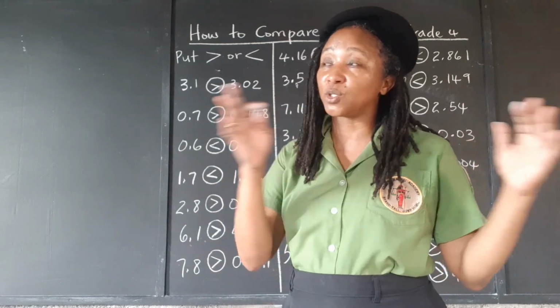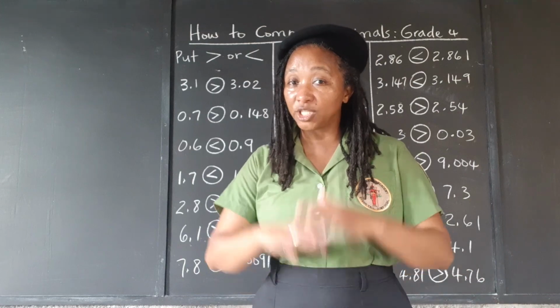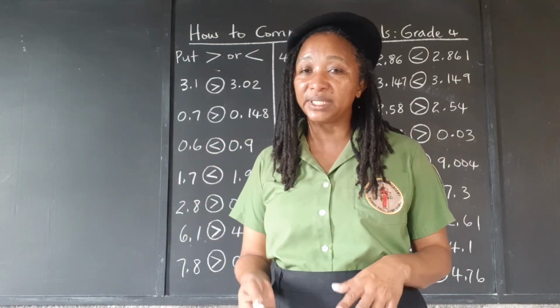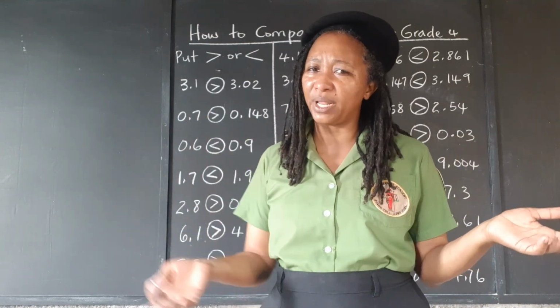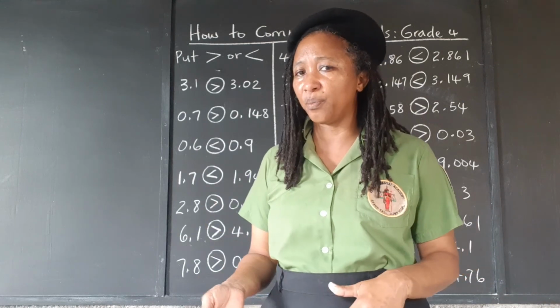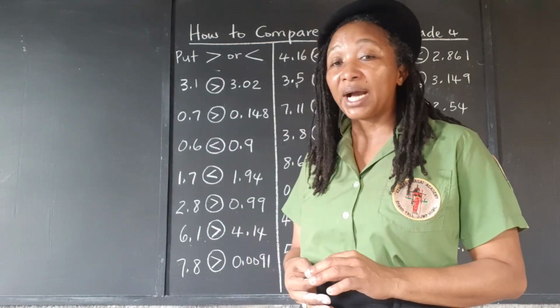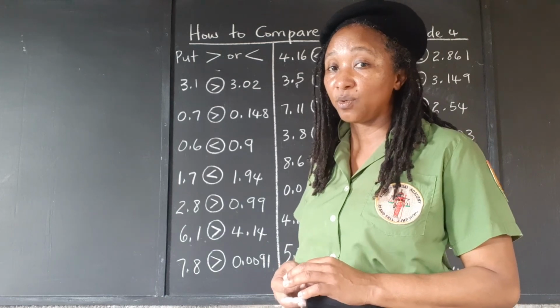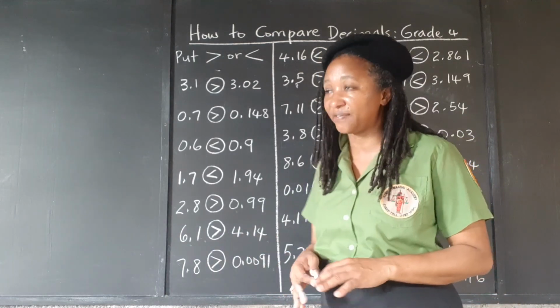Maybe if it was just plain whole numbers, you could say, okay, the more digits, the bigger the number, right? But you can't do that with decimals. You actually have to compare the place values.